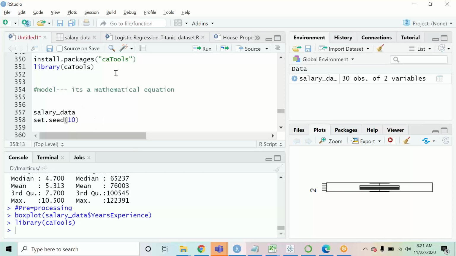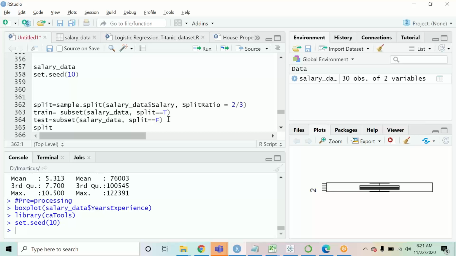So what we do is, all of you upload these caTools and put the caTools into the library, and then we will do set.seed on this. caTools is a library which gives you a function that is sample.split. sample.split is the function that will help us in splitting the data into the testing and training data set, which we will be using in the model building process.